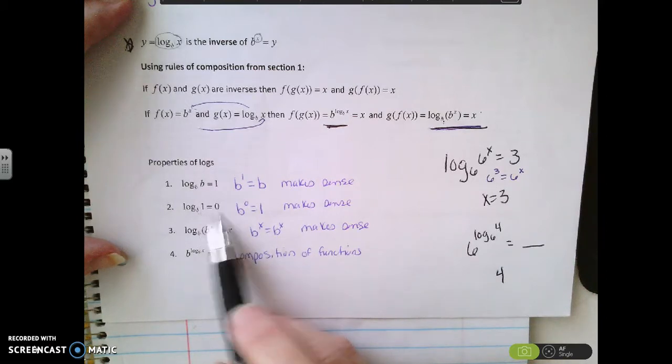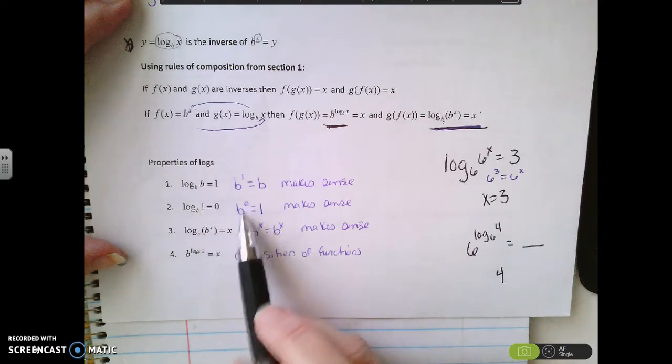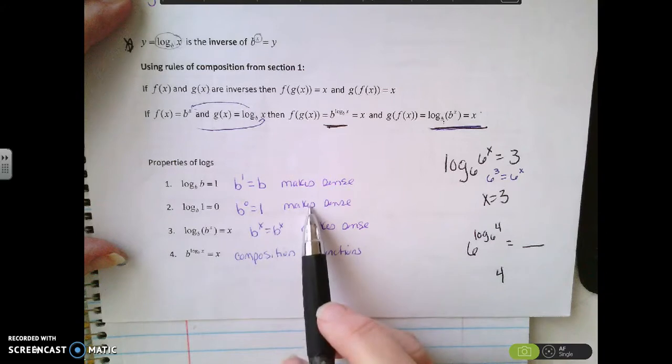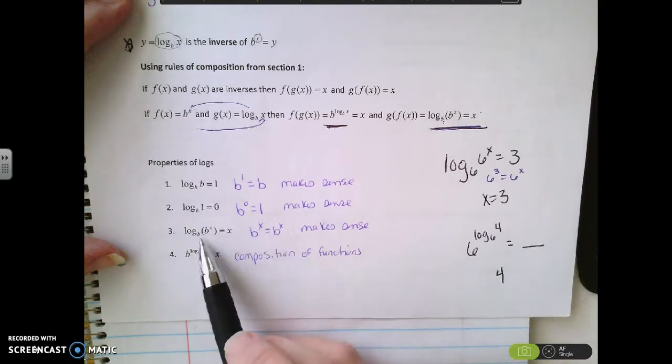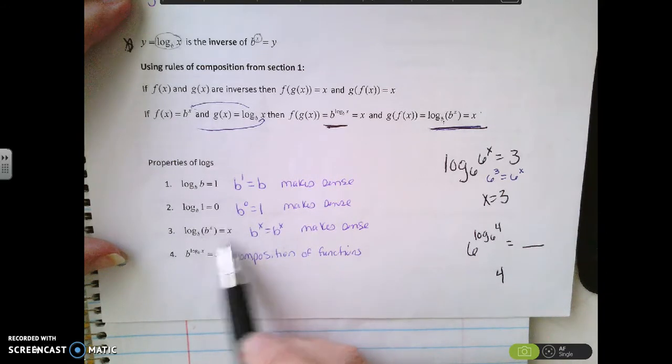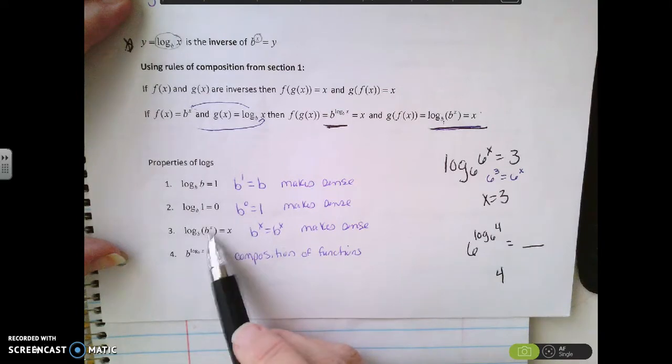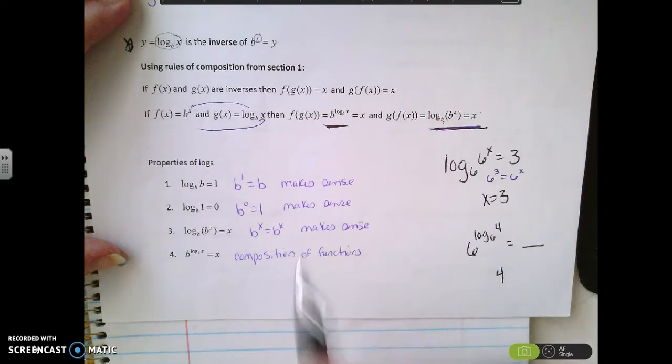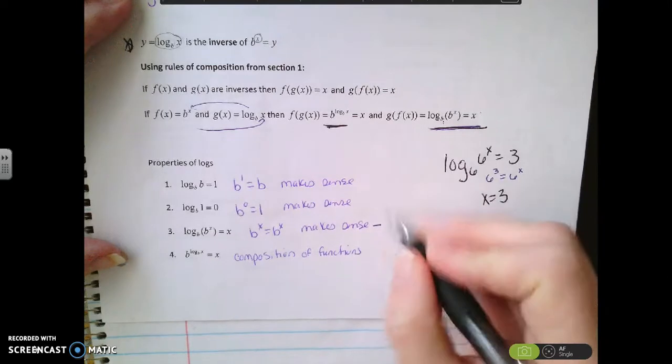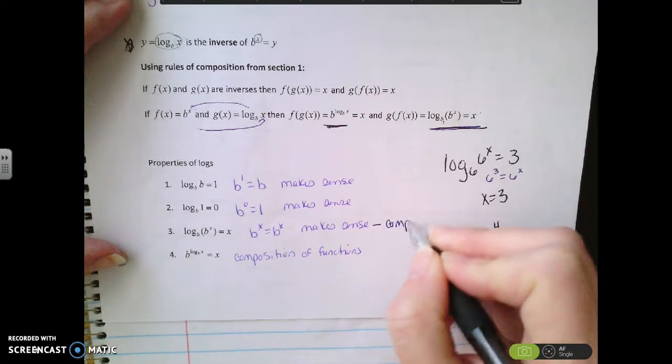b to the 0 power, right? Anything to the 0 power is 1. So that one makes sense. This one's not too hard to understand. b to the x power equals b to the x power. That one makes sense. This is also one of them that we just did up above with the composition.